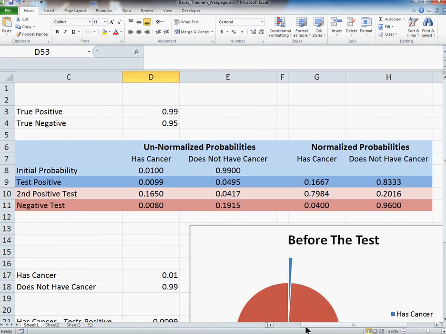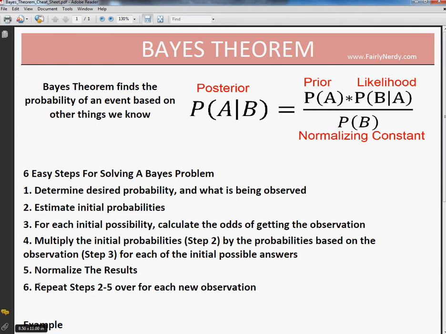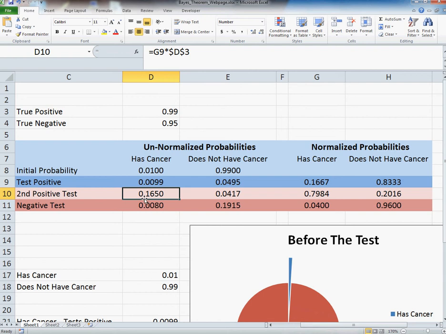We can do more tests. If we want to do more tests, we can repeat these steps for new observations. So in the second test, we don't use this initial probability anymore. We use the probability after one test. So the second test, we might test positive again. So in this case, we multiply the 16.7% chance by 99%, and the no cancer rate of 83% by a 5% probability. When we normalize again, we now have about an 80% chance of having cancer. So the more positive results we're getting, the higher the chance that this actually has cancer.